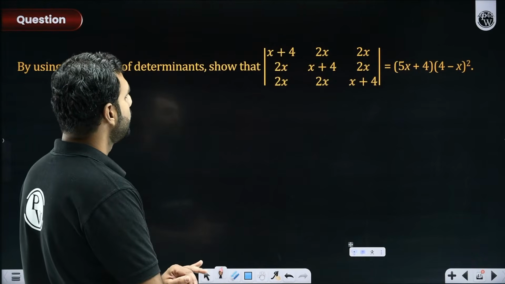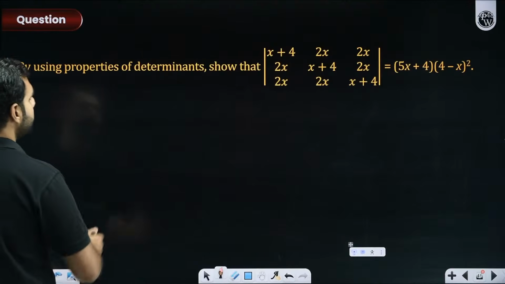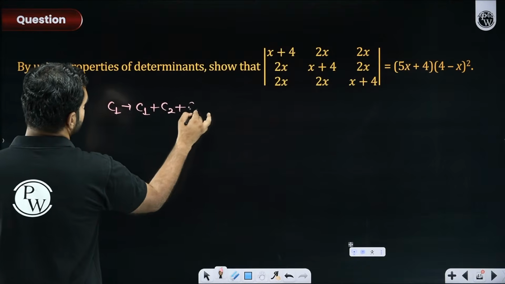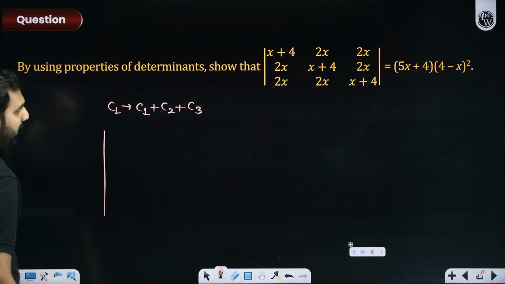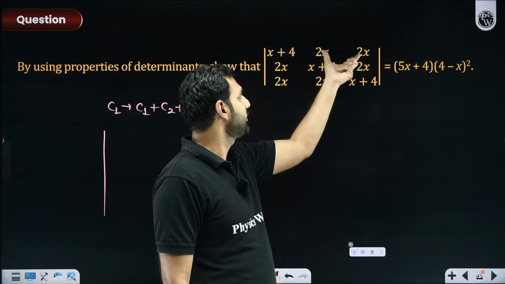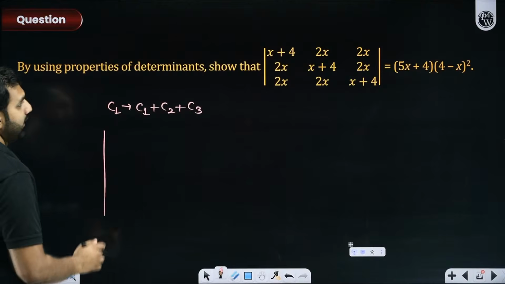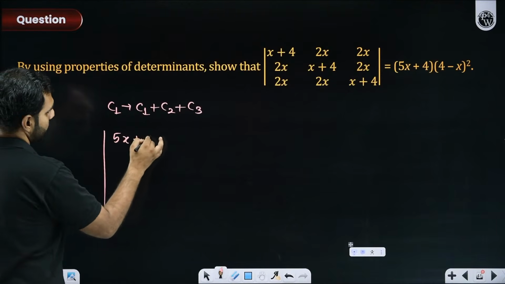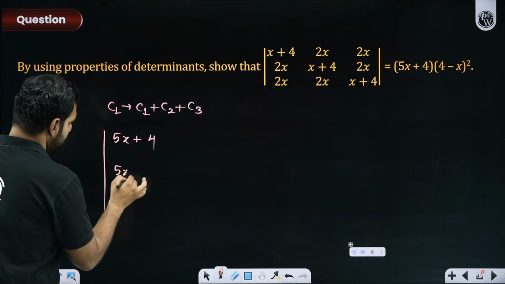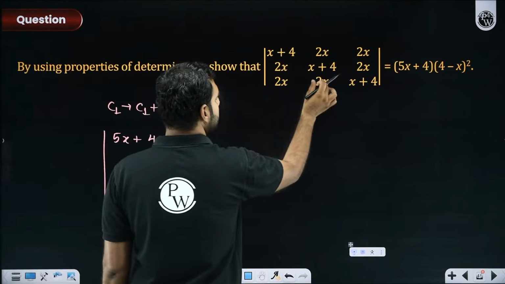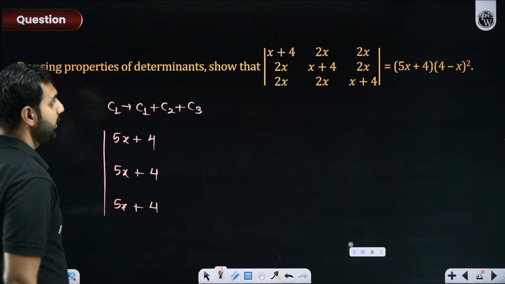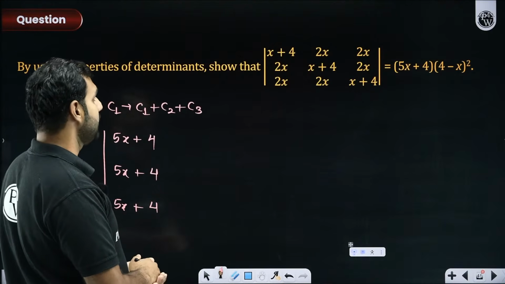So what I'll suggest here is that in column 1, I'm performing an operation: column 1 plus column 2 plus column 3. With that, what do I get? x plus 4 plus 2x plus 2x. So 2x plus 2x is 4x, 4x plus x is 5x. So it will give me 5x plus 4. 2x plus x plus 2x is again 5x, so it gives me 5x plus 4. 2x plus 2x plus x again gives you 5x plus 4. Yes or no? But I haven't done anything on the second column and the third column.